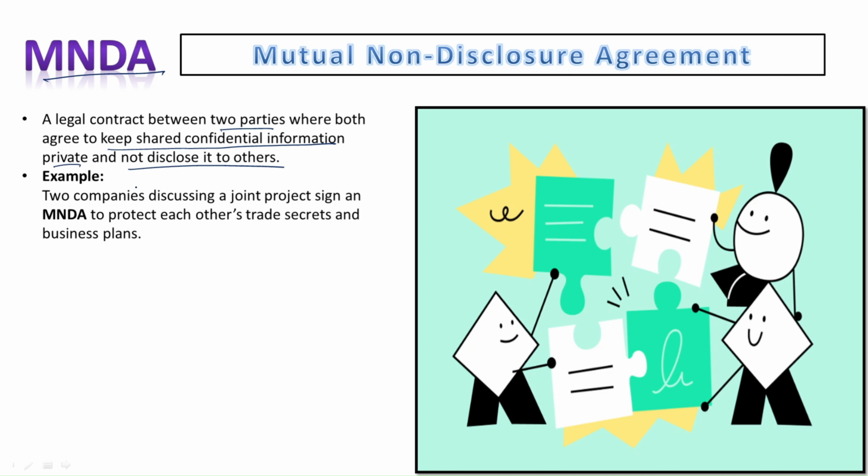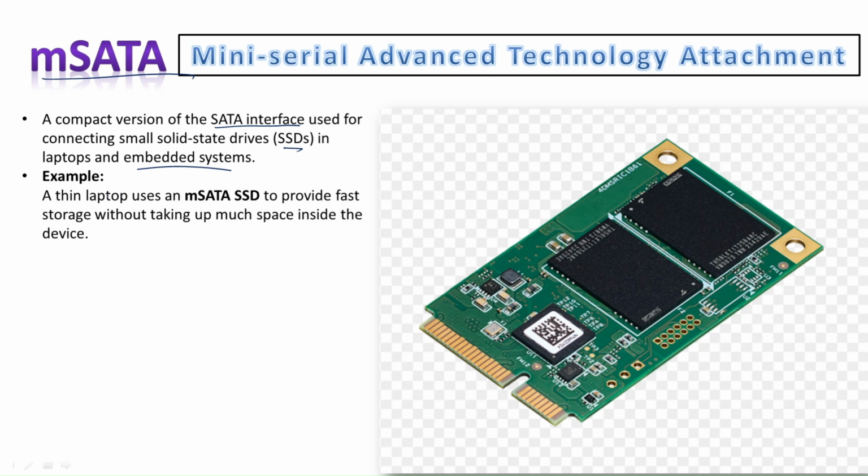MSATA, that is Mini Serial Advanced Technology Attachment. So it is a compact version of the SATA interface used for connecting small solid state drives, that is SSD, in laptops and embedded systems. For example, a thin laptop uses an mSATA SSD to provide fast storage without taking up much space inside the device.